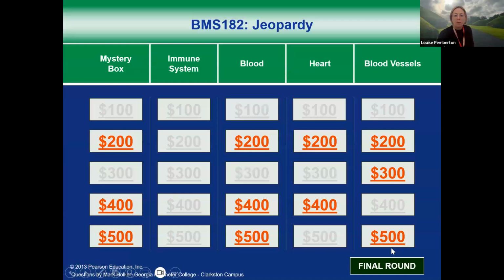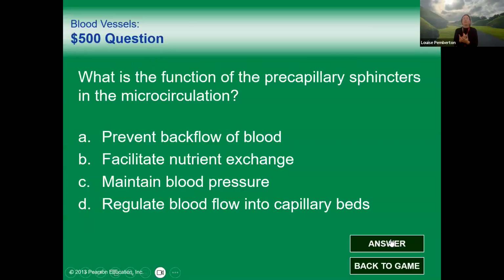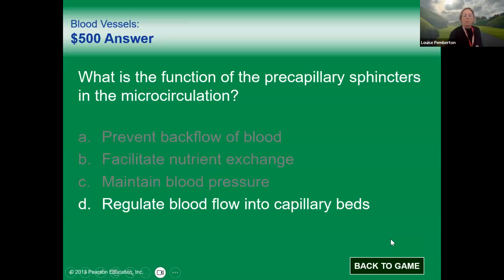Okay, I'm going to give you 500 blood vessels. What is the function of the precapillary sphincters in the microcirculation? Yep. D. Very good. So they're little smooth muscle that can contract and relax and either open up or close the capillary beds. You're on fire, Olivia.